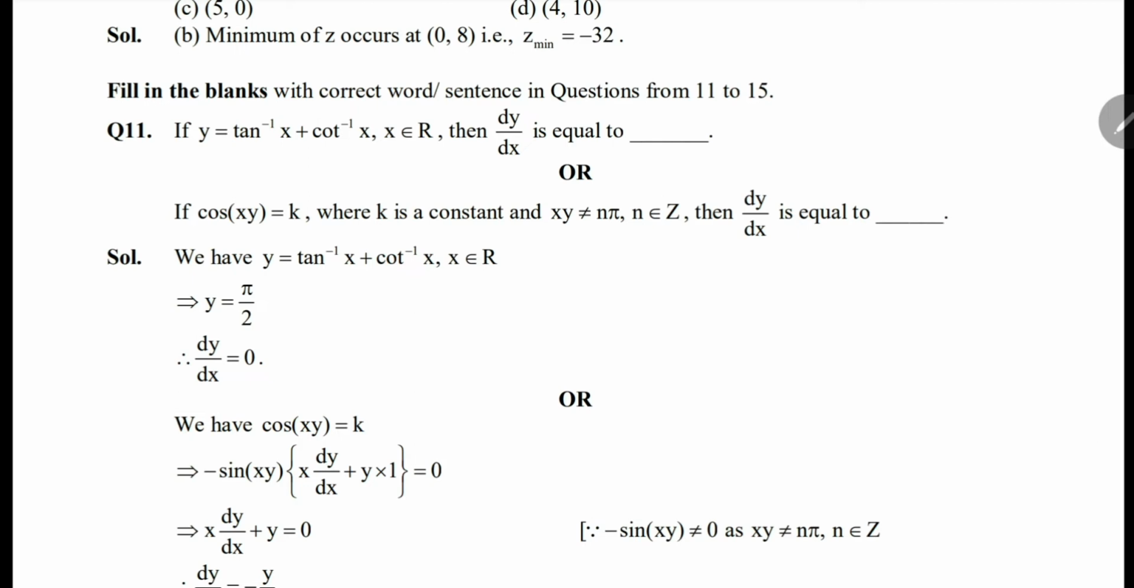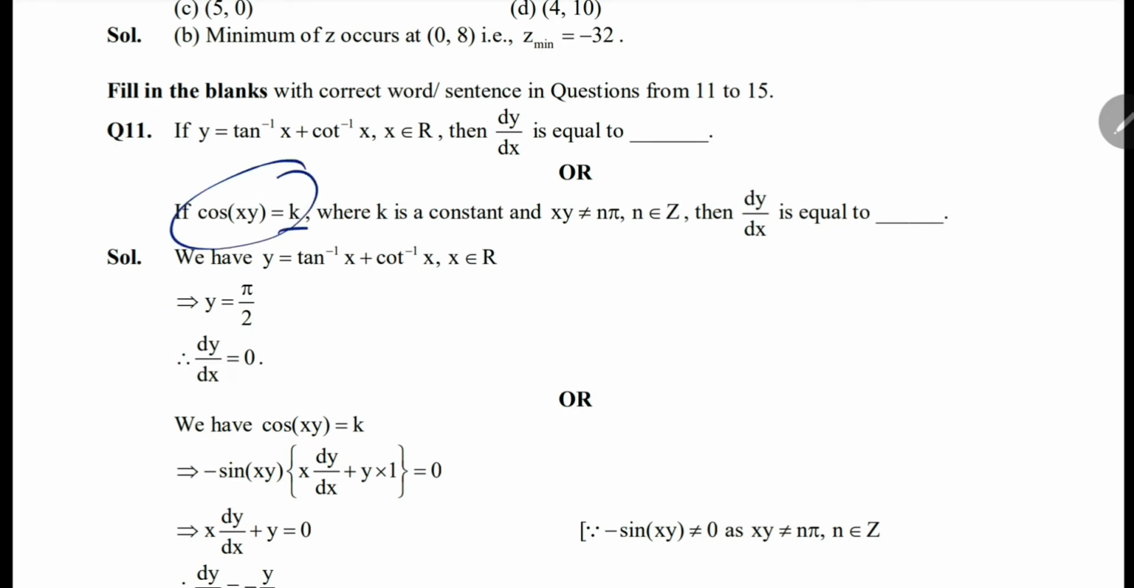We have an alternative in this problem. We have been given cos of xy. This is an angle. It is equal to k, where k is a constant. They are mentioning xy is not equal to n pi, where n is an integer, meaning xy, this angle, is not an integral multiple of pi. We have to obtain the derivative.